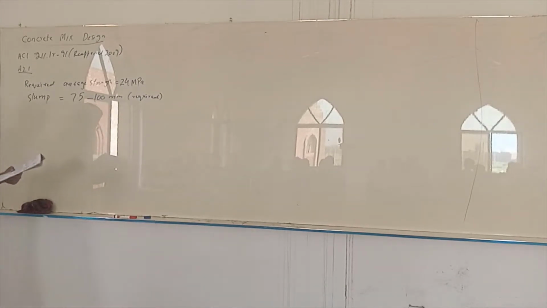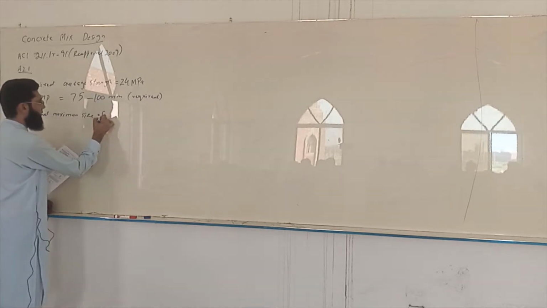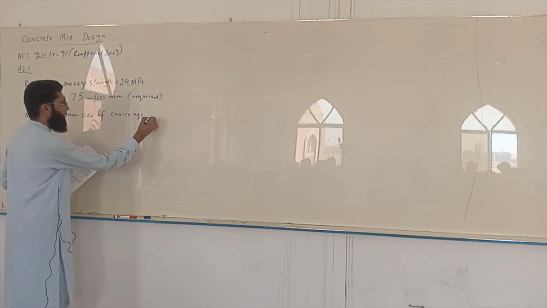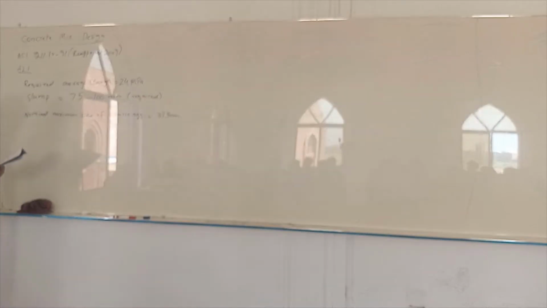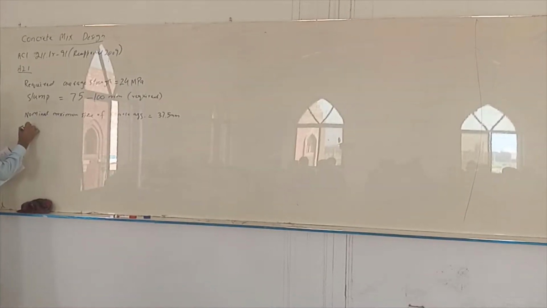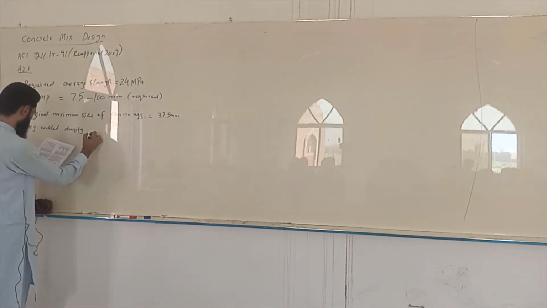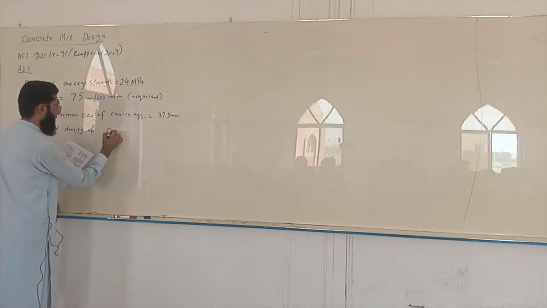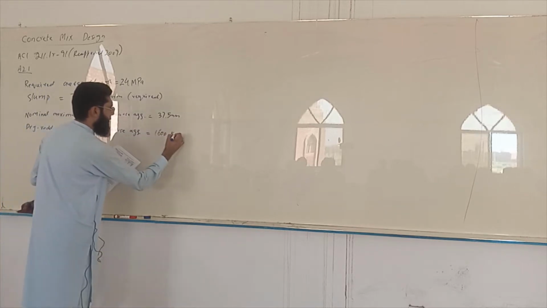Okay? So the coarse aggregate that we're going to use has a nominal maximum size of 37.5 millimeter, and the dry bulk mass, actually we should say density, of coarse aggregate is equal to 1600 kg per meter cube.